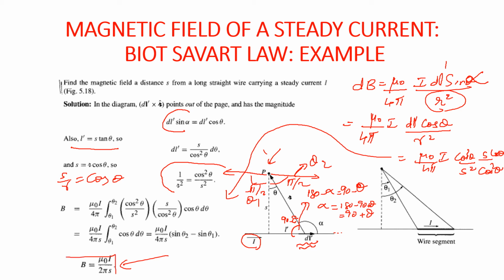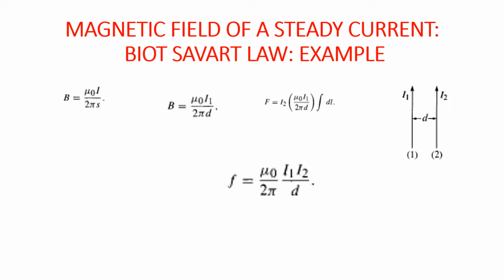The magnetic field due to a steady current carrying straight conductor is B equal to mu 0 I over 2 pi S. So this is the expression for the magnetic field due to a straight conductor. We can use this result also for finding the magnetic force between two current carrying wires. So here you can see two current carrying wires having currents I1 and I2. They are separated by a distance d.